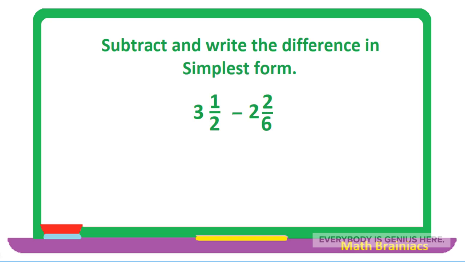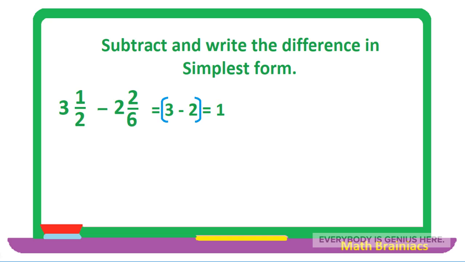Let us work on another example so that you can fully understand the lesson. Subtract and write the difference in simplest form. 3 and 1 half minus 2 and 2 over 6. We are going to work on the whole number first. Therefore, 3 minus 2 will give us 1.